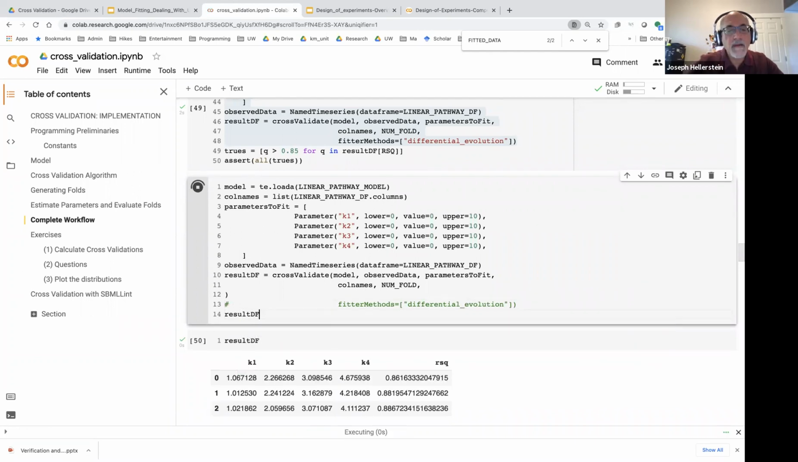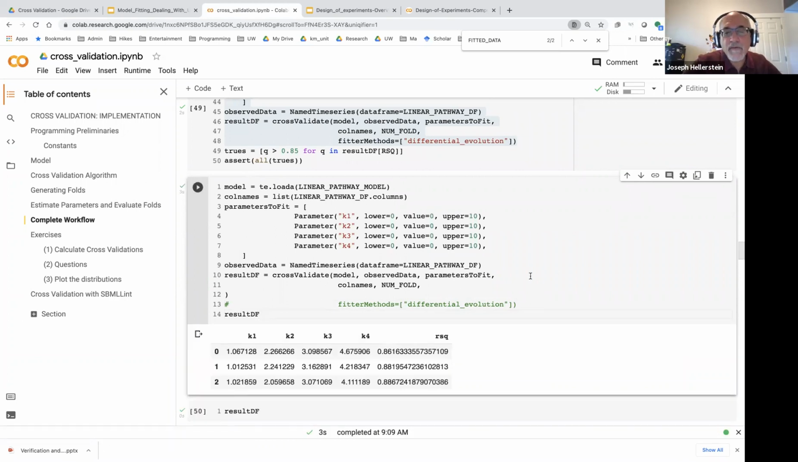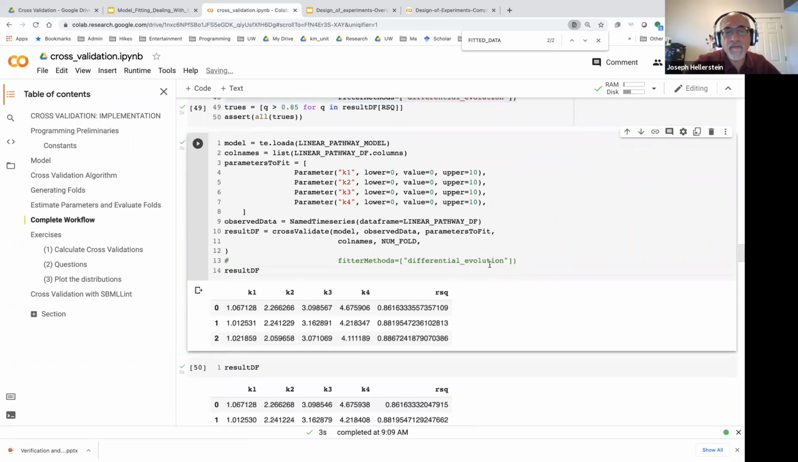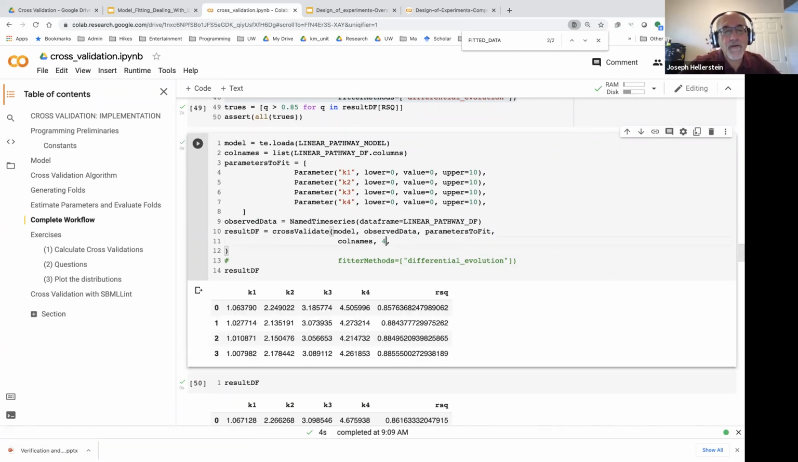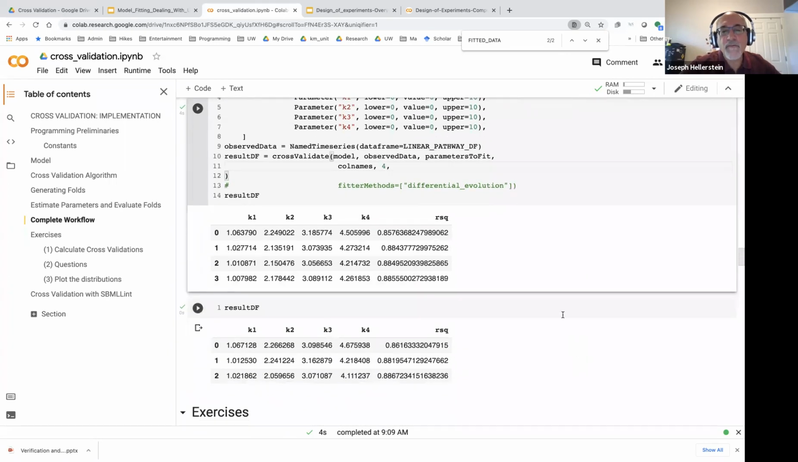Okay, how do we do? Let's see, how many folds did I do? I guess I did 3 folds. Just out of curiosity, let's play with this a little bit. Let's do 4 folds. It'll go fast. Obviously it takes a little bit longer because you're doing more runs. So here we have 4 folds.